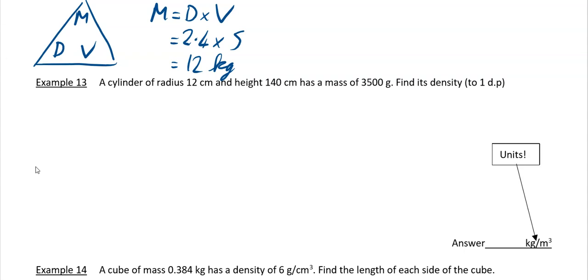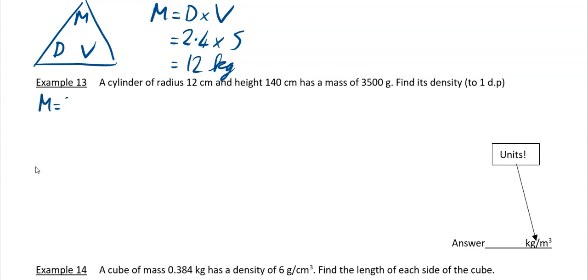The problem here is if you have a look, the units are in kilograms per meters cubed. So the units of density are kilograms per meter cubed. That means we need to have our mass in kilograms, and we need to have our volume in meters cubed. So first thing we're going to say is our mass in this question.